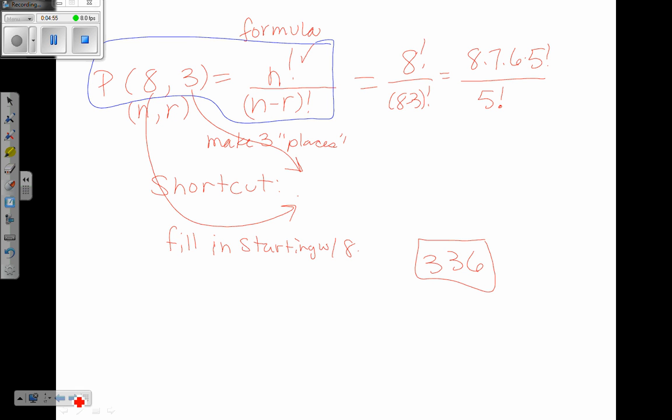Which means I can divide out the 5 factorials, leaving 1 over 1, and my answer is just 8 times 7 times 6, which is 336. Okay, which I knew was the answer.